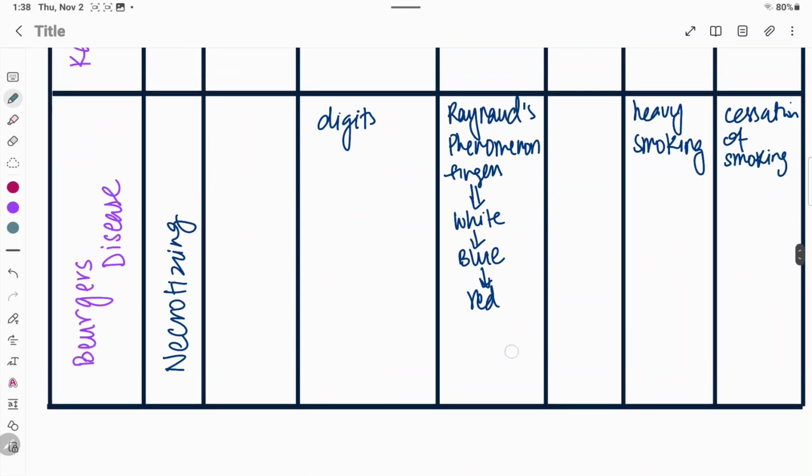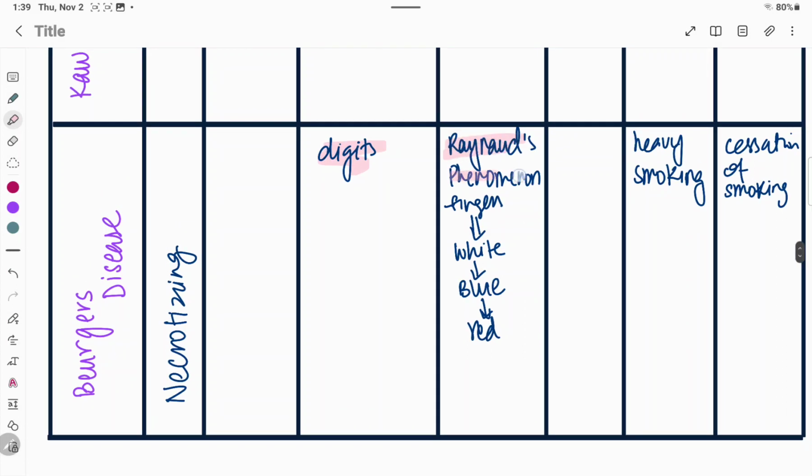Then we have Buerger's disease. It is also necrotizing. What does it involve? It involves digits, and the clinical manifestation is Raynaud's phenomenon. What is Raynaud's phenomenon? The digits will first turn white. Why would they turn white? That's a question. Now, what is white to blue to red? White is when the blood supply is cut off, completely cut off.